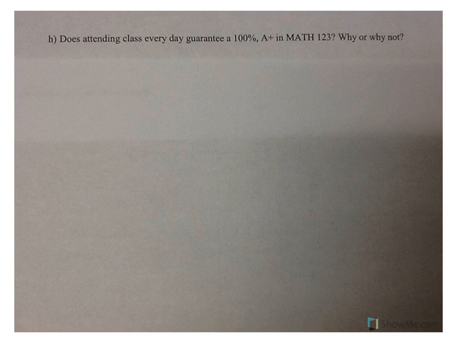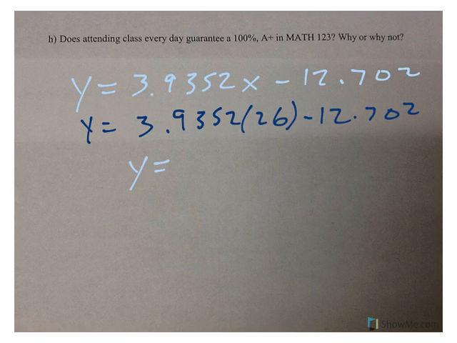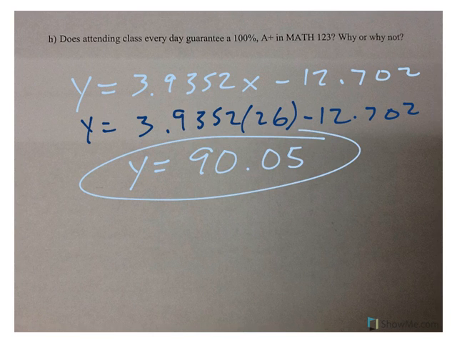Now, does attending every class guarantee 100%? Well, look at your model. 3.9352x minus 12.702. If you attend every class, that's 26 class periods. If you plug that into your model, you should only receive a 90.05. So no, on average, people who come to every class get an A. A 90 is an A, but they do not get 100%.